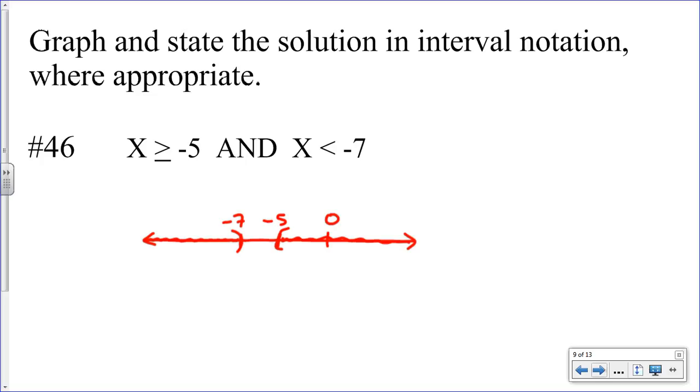But this says and. So that means it has to be true for both. That means it has to be where they overlap. So can you think of any number that is greater than or equal to negative 5 and less than negative 7? No, there's no overlap. So because it's and, it's no solution. If it says or, we'd be fine, because it could be either or. But because it's and, it has to be where they overlap. So it's no solution.